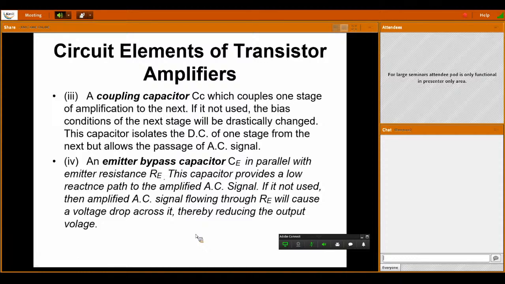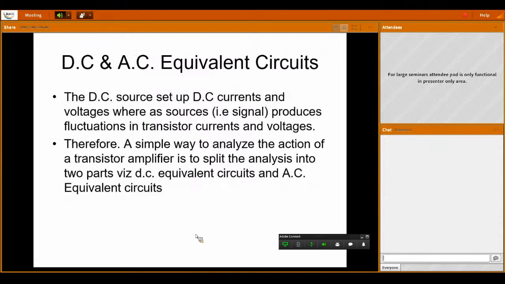If it is not used, then the amplified AC signal flowing through the RE will cause a voltage drop across it, thereby reducing the output voltage. So in order to nullify the reduction in the output voltage due to the emitter resistor, we connected an emitter bypass capacitor. That emitter bypass capacitor can offer a low resistance path for the AC signals. So the reduction in the output voltage is reduced by connecting an emitter bypass capacitor.